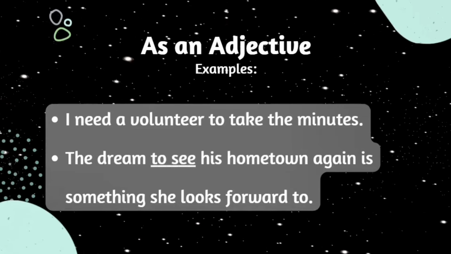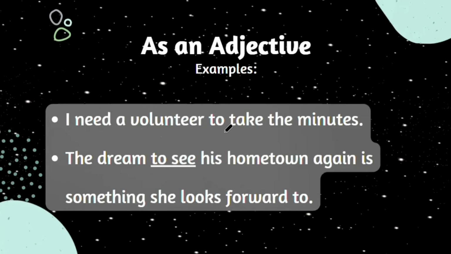Next is infinitive working as an adjective. Let's see the first sentence. I need a volunteer to take the minutes. Now here to take is the infinitive and this is giving you information about the noun volunteer, right? Volunteer is a noun and the infinitive phrase is giving you information about this volunteer. Which volunteer you need? A volunteer who can take the minutes of meeting, right? So here to take, that is an infinitive, is used as an adjective, right?